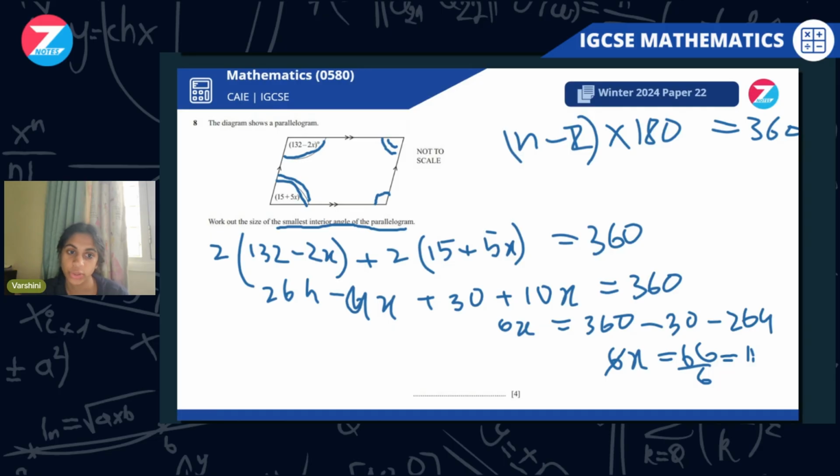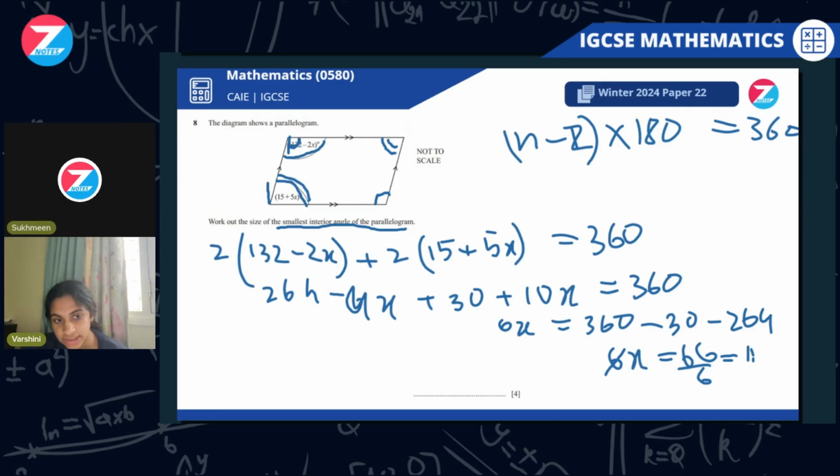We could either take both of these sides and see which is smaller, but we also know that this angle over here is less than 90 because this would be 90. And this angle over here is more than 90 because this much would be 90. So we know that this is an acute angle and this is obtuse, and this angle will obviously be smaller. So now we just need to substitute back x in here to find the size of this angle, and this is the smallest interior angle.